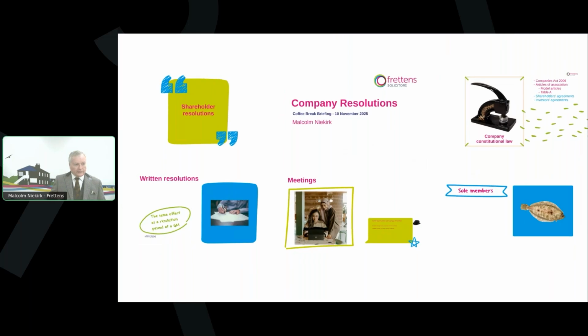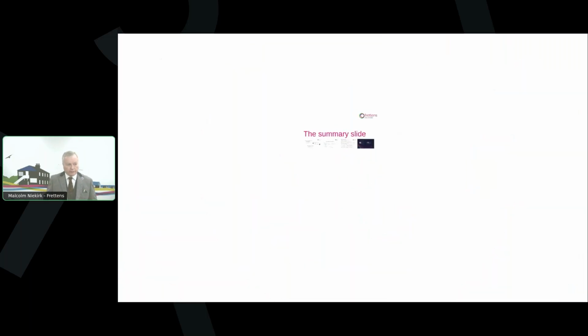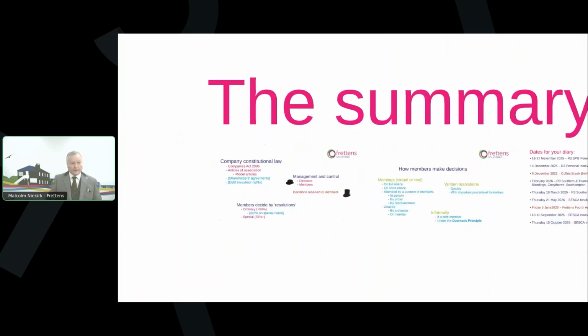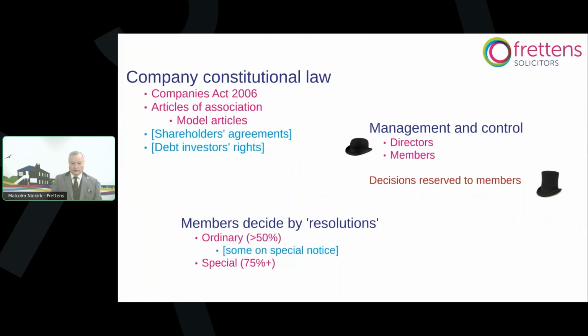So this now brings us on to the summary slide. I'll just run through the points that we've been covering. We started by looking at company constitutional law, the company's rule book, its articles of association, the importance of model articles, which are often adopted as the company's rule book, and the fact that many of the rules come from the Companies Act itself. We looked at the division of responsibilities between directors and members in terms of the management and control of the company, and how there are some decisions which cannot be taken by directors.